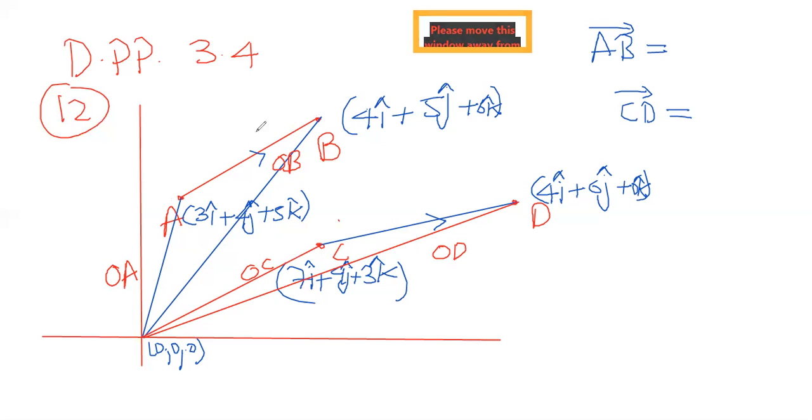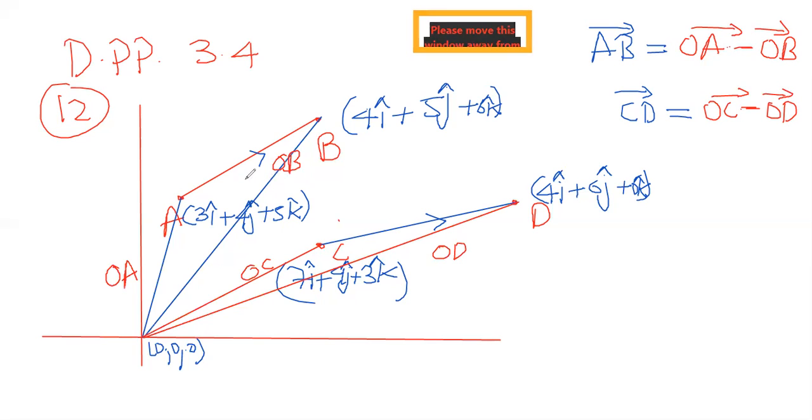Now, what does AB mean? AB means OB minus OA. A to B we are going. From A to B. So, sorry, OA minus OB. We have to say like that. A to B, no? So, A to B, OA minus OB. That is AB bar. CD means what? C to D. OC minus OD. That is CD bar. So first we have to find this AB bar and CD bar.